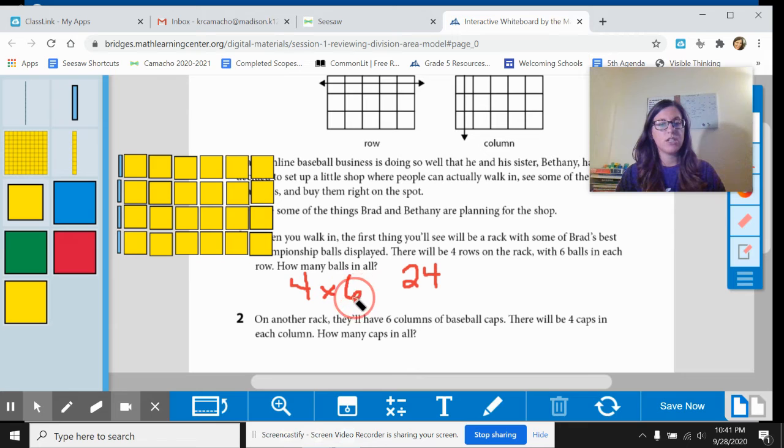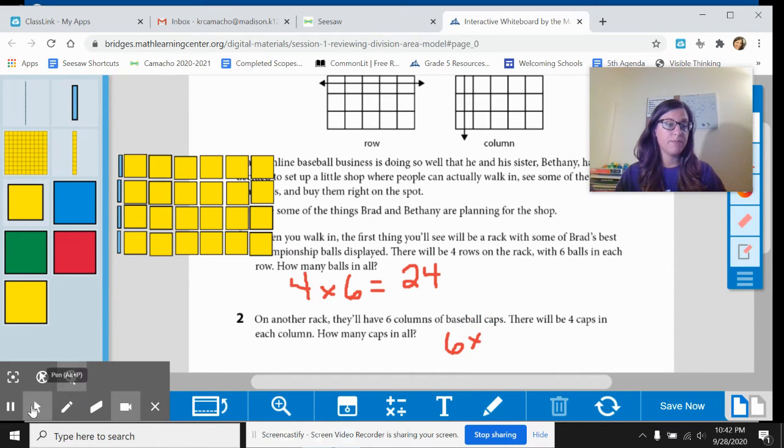So my next question is on another rack. I'll have 6 columns of baseball caps, and there will be 4 caps in each column. So how many caps in all? I hope you're noticing I already have 6 columns here, and I already have 4 caps in each column. So I can use the same representation. And again, I'm doing 4 times 6 or 6 times 4 to get to that answer of 24.